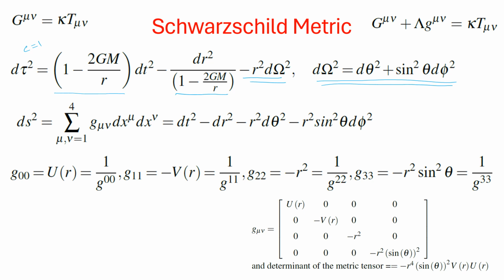Now here we are going to have the metric tensor g mu nu composed of a function which does not depend on time, it depends on the space coordinate r, and then minus the function of r, and these are the components of the metric tensor, r squared and r squared sine squared theta with minus sign. So I want to take you to the Maple worksheet now.